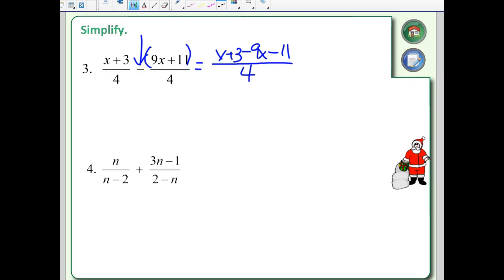And so now I'm going to just collect like terms. What's x and negative 9x? Well, that's going to give me negative 8x. And then we know 3 and negative 11 is negative 8 all over 4. Now, here's where we got to look. Look at that numerator. Is it simplified?